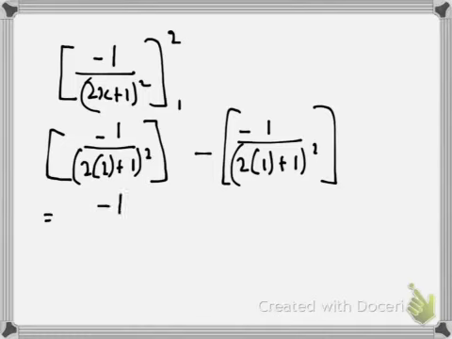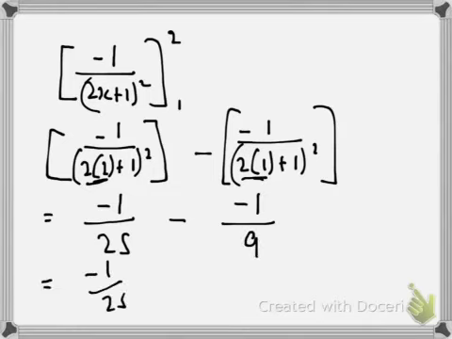Equals negative 1 over 2 times 2 is 4 plus 1 is 5. 5 squared is 25. Minus neg 1 over 2 ones are 2 plus 1 is 3. 3 squared is 9. Equals negative 1 on 25 plus 1 on 9.